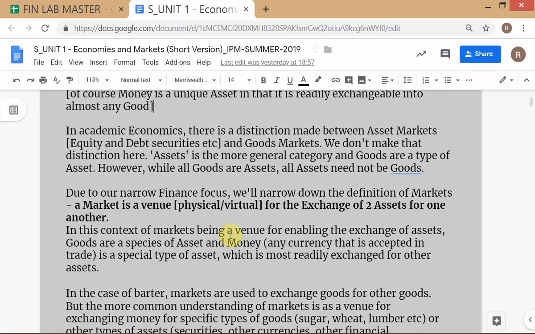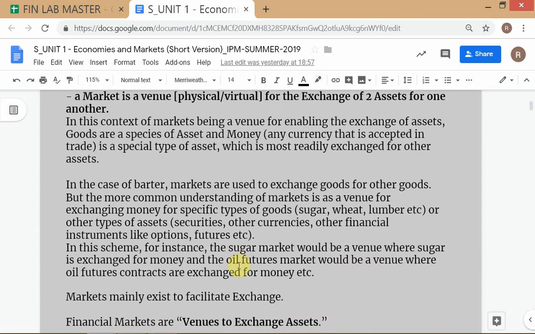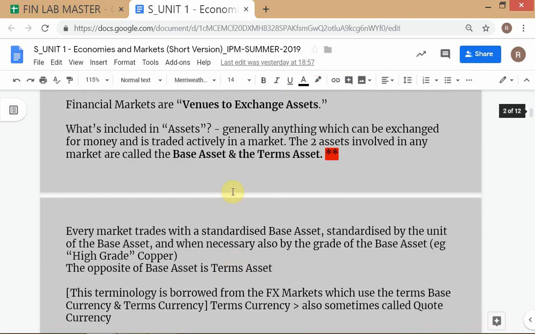So in any market we are looking at two assets. We have defined certain terms, we call them base asset and terms asset. Just to quickly recap once again, what is base asset and terms asset? If you ever forget, you can just work it out with a simple example that you're familiar with.